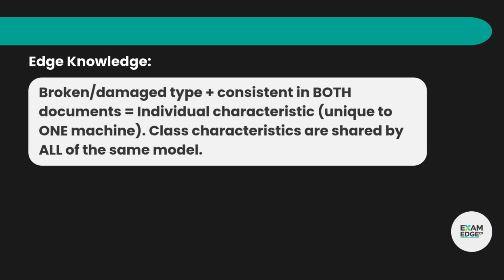Edge knowledge: broken, damaged type plus consistent in both documents equals individual characteristic, unique to one machine. Class characteristics are shared by all of the same model.